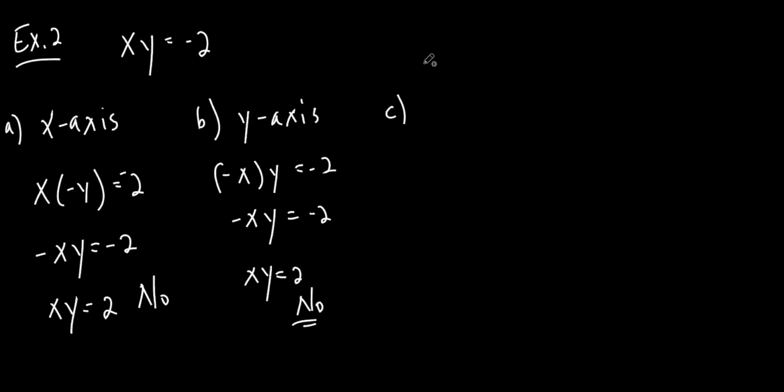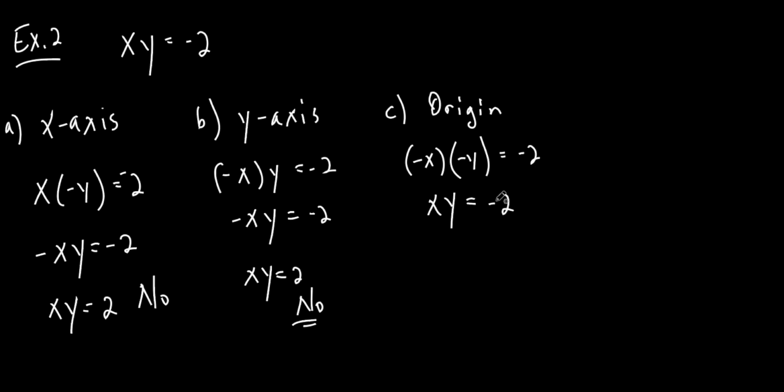Now, let's do the origin. Since we did the x and the y, let's do the origin. So what do we do with that? We change the signs of the x and the y. So I'm going to go negative x, negative y, and let's see if this becomes our original equation. If it's the same as the original, then it's symmetric. If it's not, like these two, then it's not symmetric. Negative times negative is positive. That was an easy one. xy equals negative 2. Is this the same as this? Yes. So is it symmetric to the origin? Yes, it is.